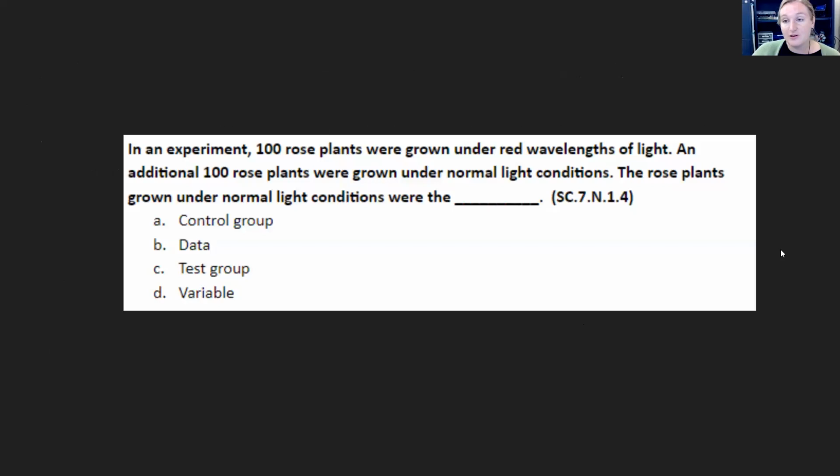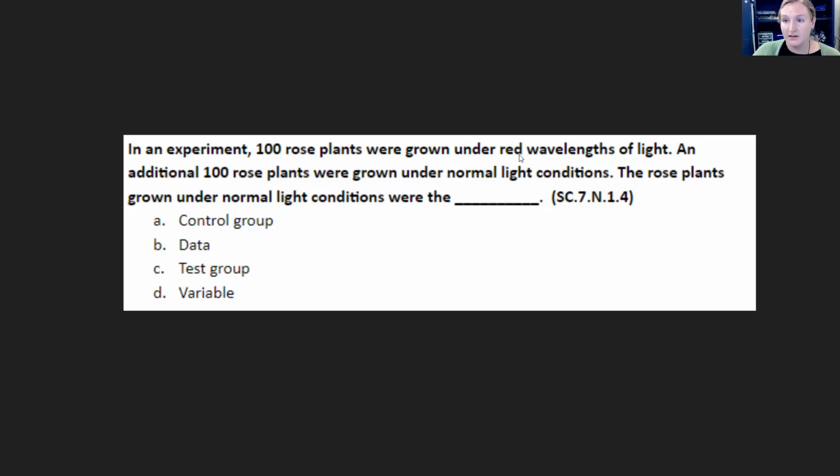The reason why we have a control group is so we have something to compare to. So here's an example of how you might see that asked. In an experiment, 100 rose plants were grown under red wavelengths of light. An additional 100 rose plants were grown under normal light conditions. The rose plants grown under normal light conditions were the blank. Those plants are our control group because they just get however it would regularly, naturally be. Our test group or experimental group would be our rose plants grown under the red wavelengths of light.